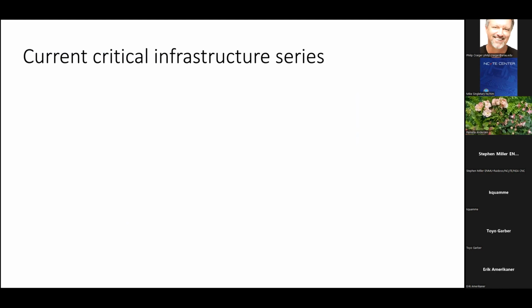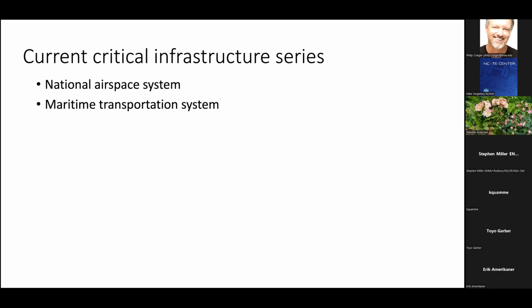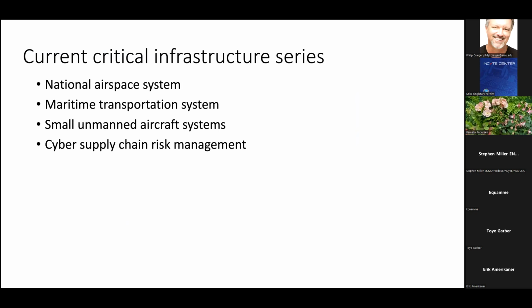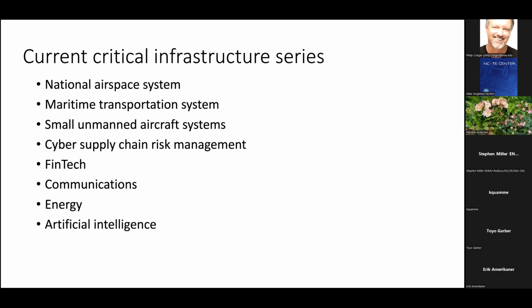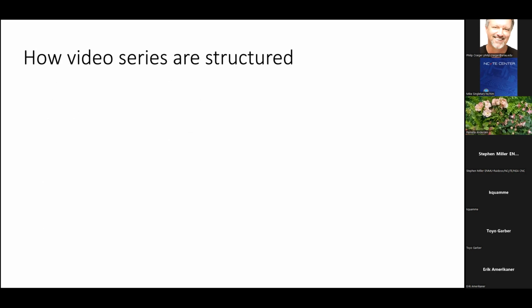So the current critical infrastructure series that I've created, which go back 3 years, include the National Airspace System, the Maritime Transportation System, small unmanned aircraft systems, which is essentially talking about drones, cyber supply chain risk management, fintech, that's financial technology, so the banks and online payment systems, the communication sector, and the energy sector, which I will finish up the second video of. And I've got one on artificial intelligence, which was pushed by the National Science Foundation because artificial intelligence is being used a lot more in industry and also in the critical infrastructure sectors.